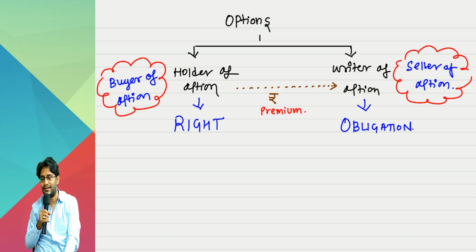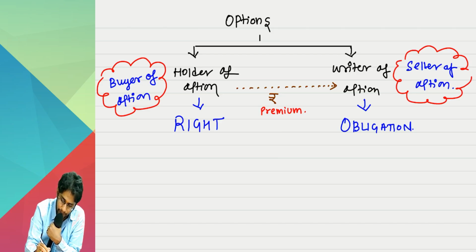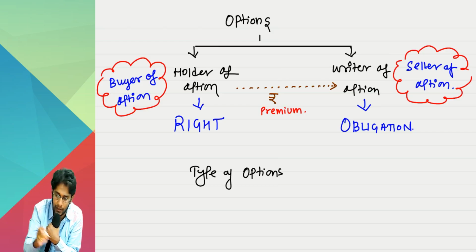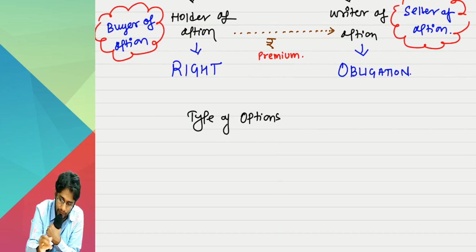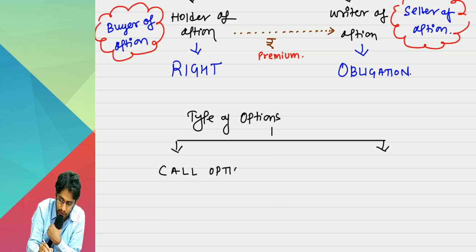Sir, what right he has, sir? What obligation he has? We will see next. For that, you should understand what the types of options are. Now, types of options: many classifications are there, but the most important one is this. There are two types of options. One is a call option, the other one is a put option.